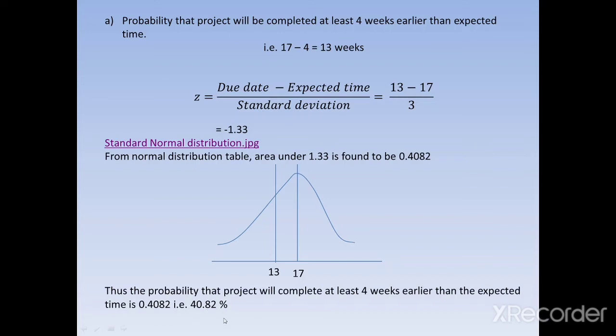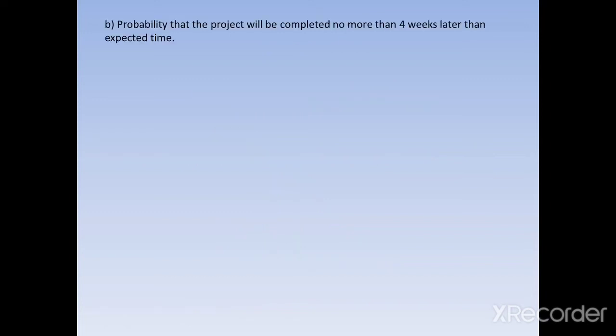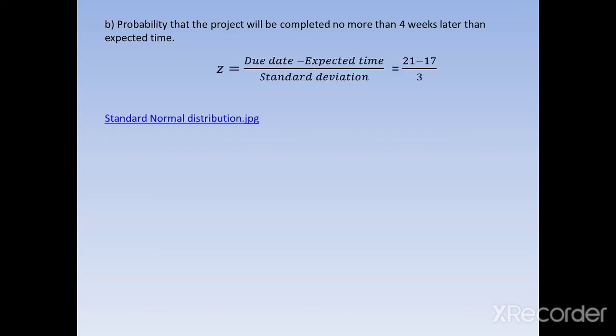This probability is also known as 40.82%. Now after calculation of the first one, in the B part, we are going to find out the probability that the project will be completed no more than 4 weeks later than the expected time. In the earlier point, we calculated before 4 weeks, that is 17 minus 4. Now here it is later 4 weeks, that's why we are going to add that.